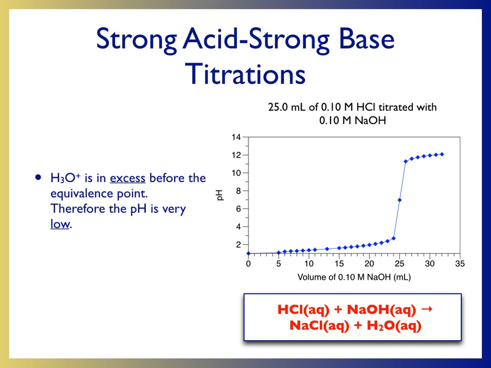If you look before the inflection point, or before the equivalence point, you'll notice that the pH is very low before the equivalence point of the titration. This is because when we're adding strong base to a strong acid, the base will completely react with the acid in the solution, leaving only acid present. This means that H3O+ is in excess during most of the titration before the equivalence point. This means that the pH will be relatively low.